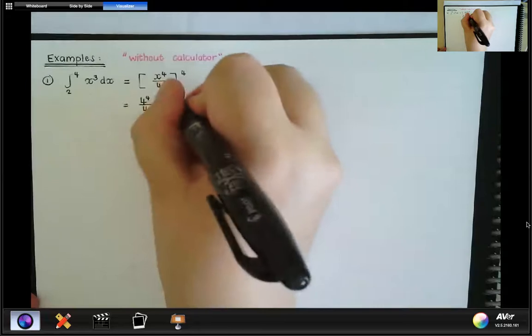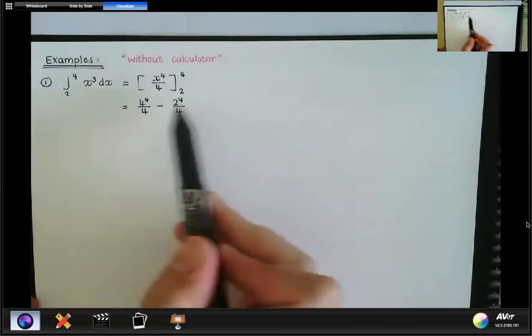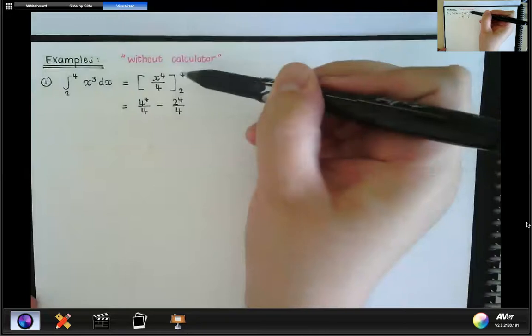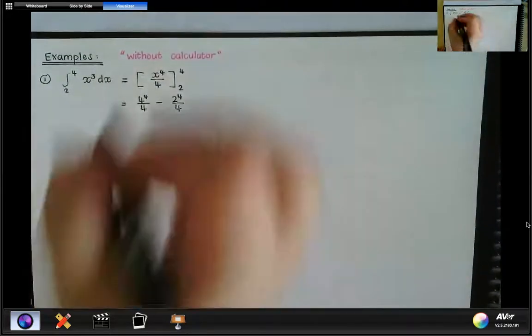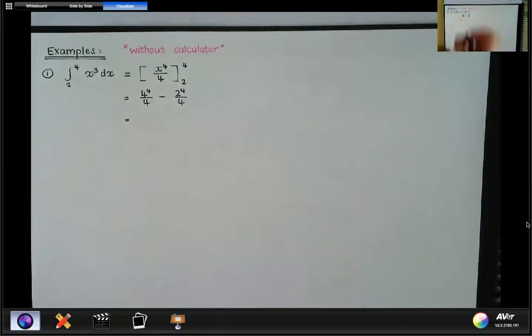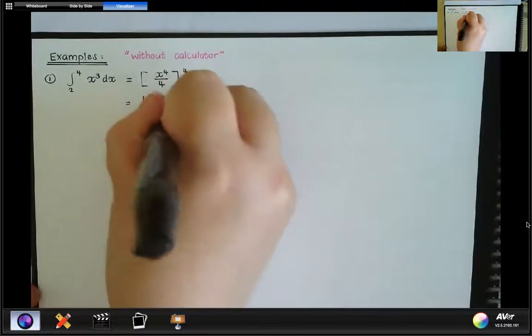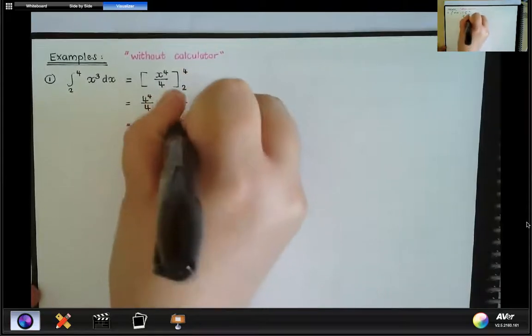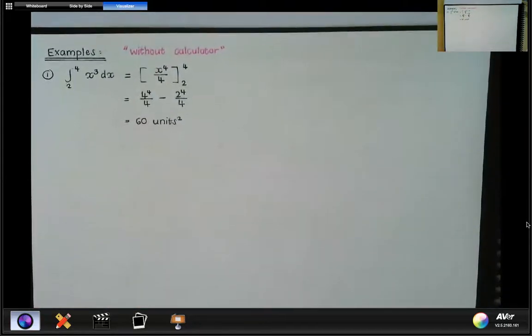Guys, if they're asking you to show all your steps and to do it without the use of a calculator, you are going to have to show the steps. This is showing that you understand that you need to sub in 4 and then sub in 2 and find the difference between the two. This you can now type into your calculator and it will give you 60. Okay, easy enough, I hope.